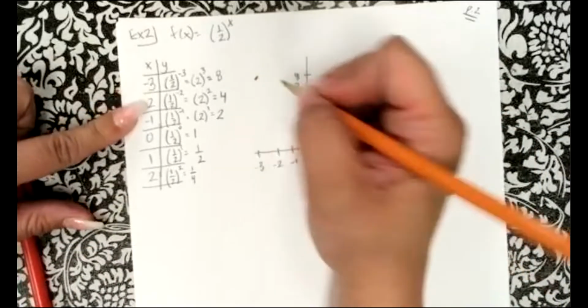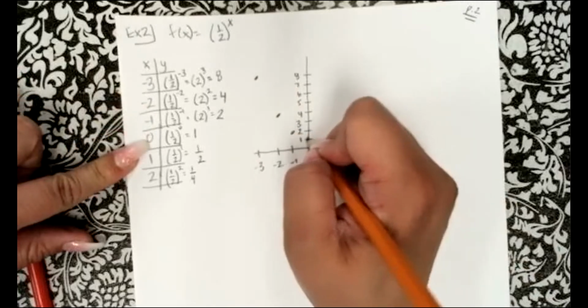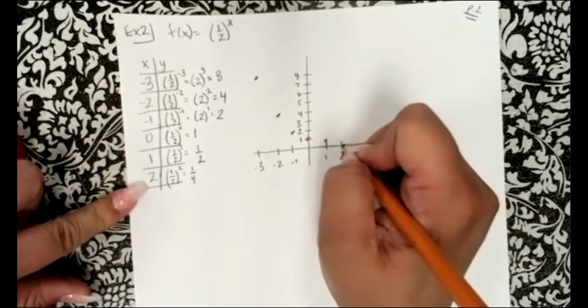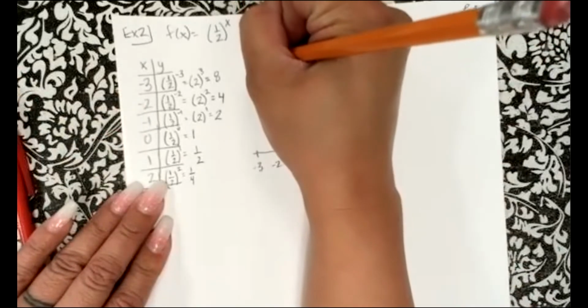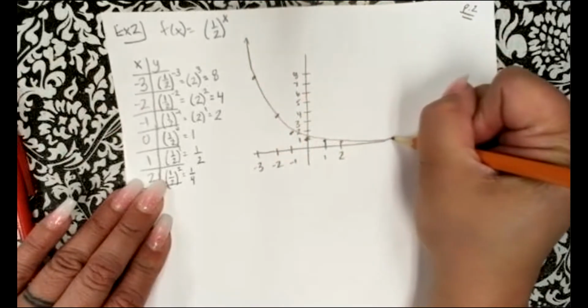-3 is going to be an 8. -2 is going to be a 4. -1 is a 2. 0 is a 1. 1 is a 1/2. A 1/4. Now this time it's going from +infinity down to 0.